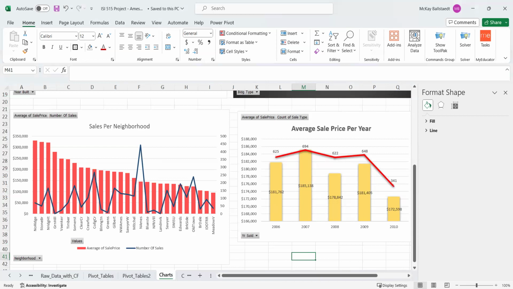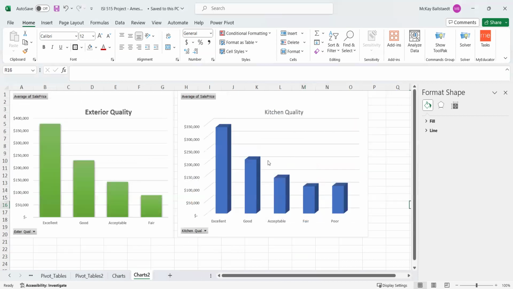And then we can see here how the data is affected by the financial crisis that took place in 2009 and 2010. You can see here the count of sales almost went down by half, and we can see a huge drop off as well in the average price of homes.